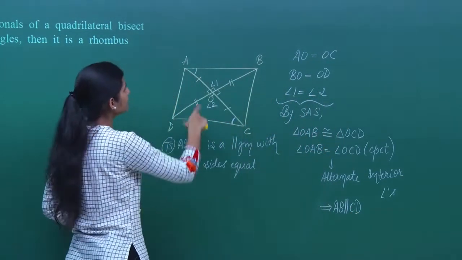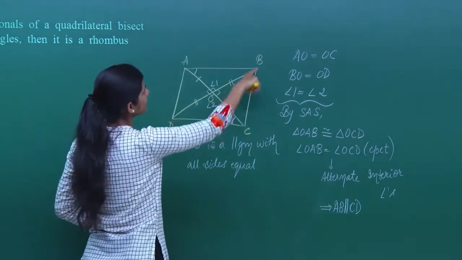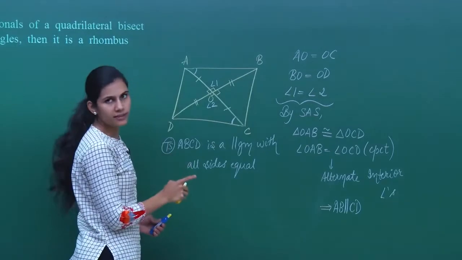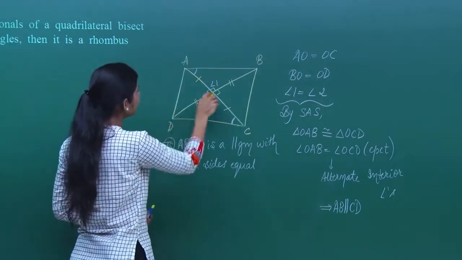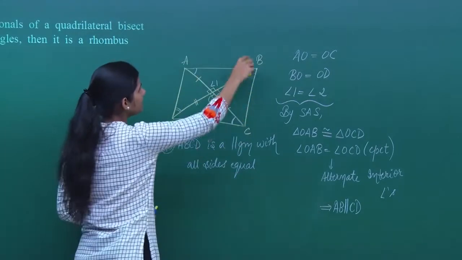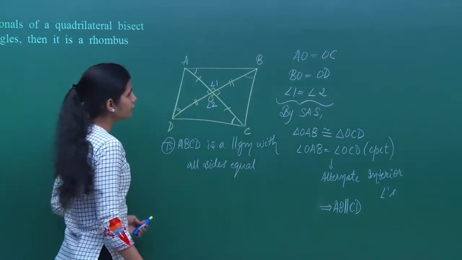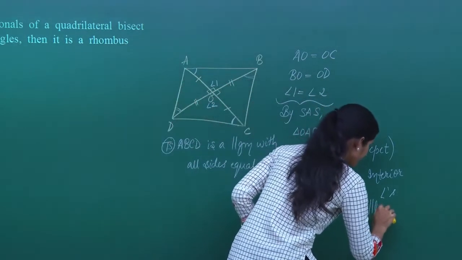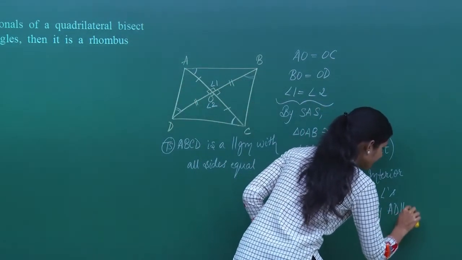Exactly on similar lines, you can show triangle AOD is congruent to triangle BOC. From here, you will have that angle ADO will be equal to this angle, and therefore AD will be parallel to BC. Right? AD will be parallel to BC. So similarly, AD is parallel to BC.